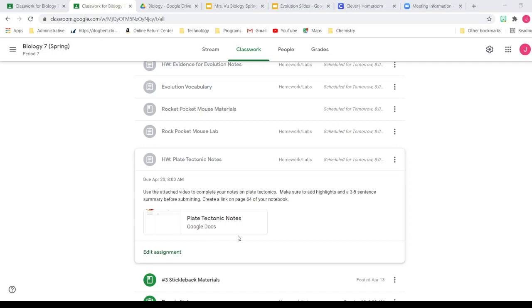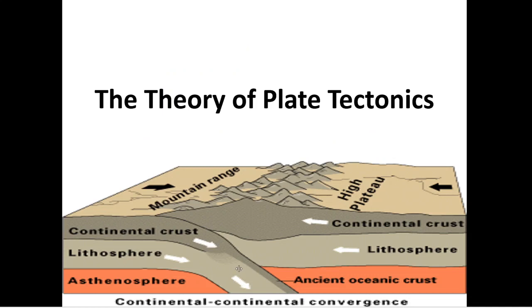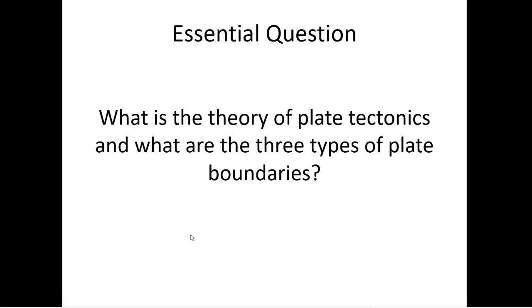All right, so plate tectonics, we're going to learn a lot about it. It's really about things moving and how our Earth has moved around. And one of the big things is we'll learn how the San Andreas Fault here in California was actually created. All right, so let's get started. Our essential question is, what is the theory of plate tectonics, and what are the 3 types of plate boundaries?